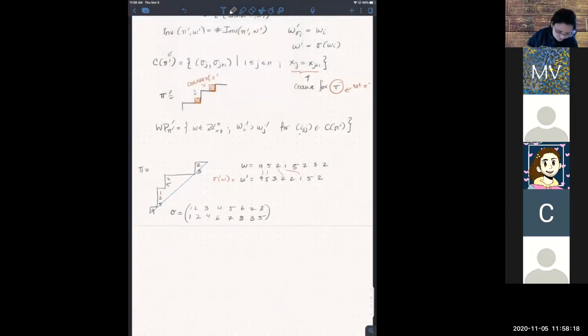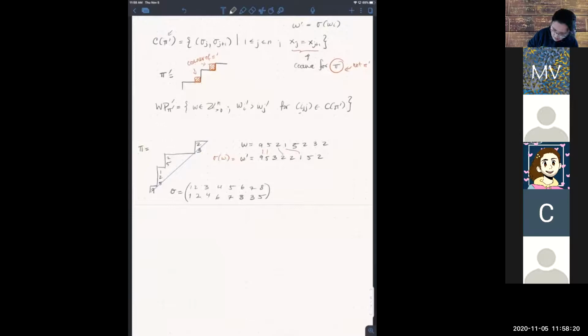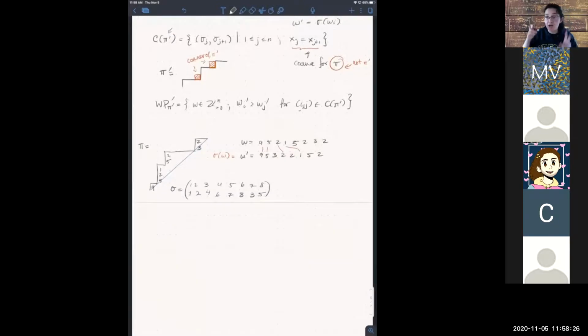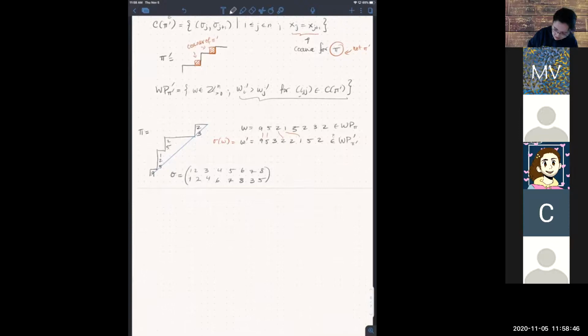And then from here, what we want to check is that W prime really is a word parking function in this new framework. We knew that this was in WP, so the question is whether this is in WP prime of pi prime. So it needs to satisfy this condition. In order to do that, let me tell you what pi prime is, because we need to know what the corners of pi prime are.